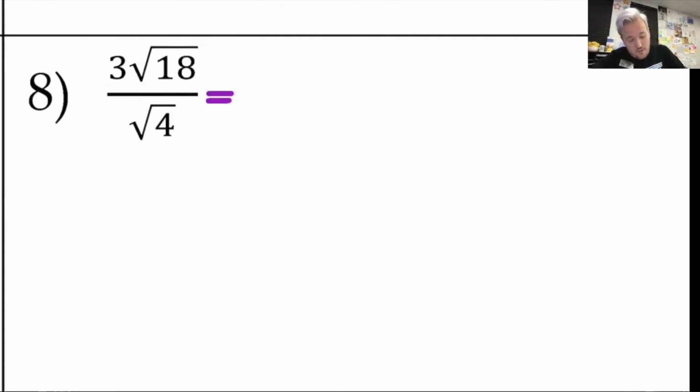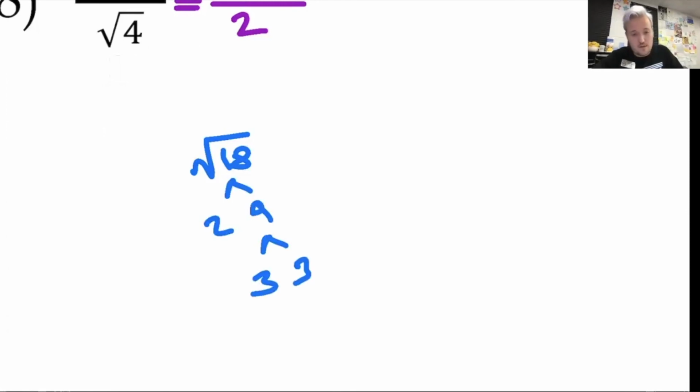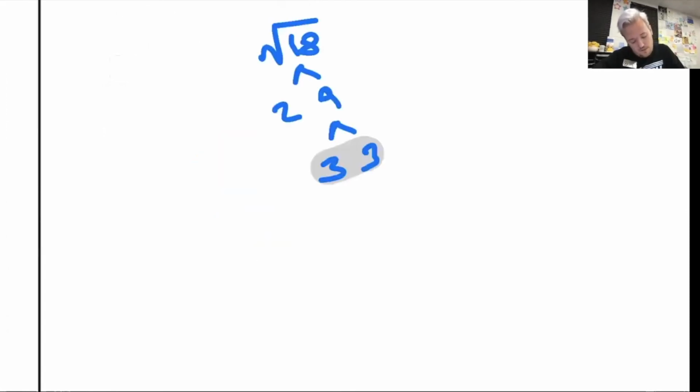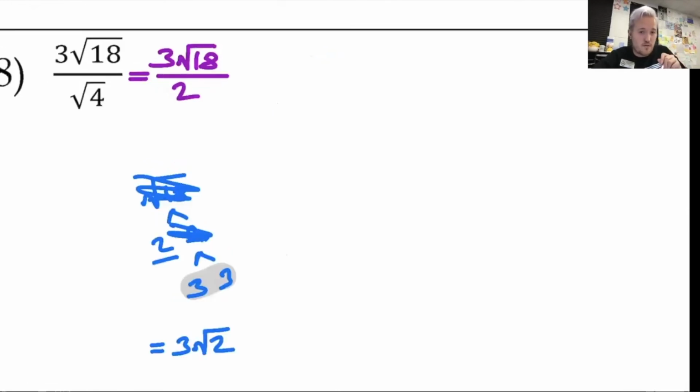All right, well, the square root of 4, that's just 2. So I have 3 root 18 all over the square root of 4, which is just 2. So what I need to do here is I need to break down the square root of 18. So that breaks down to 2 and 9, and 9 breaks down to 3 and 3, which has a pair of 3s. So this can be rewritten as 3 root 2. So I have that left over here. The 18 and the 9 we no longer even look at. So I'm going to replace the square root of 18 with 3 root 2.